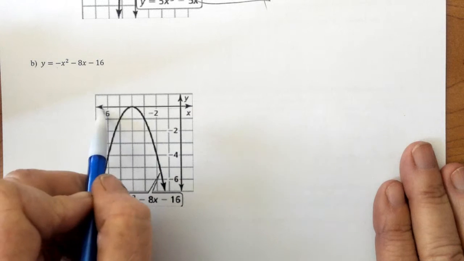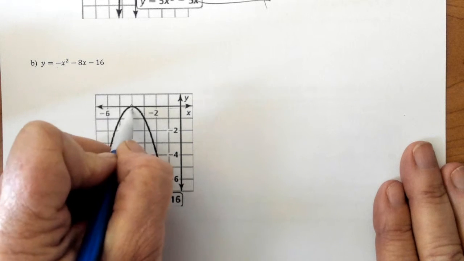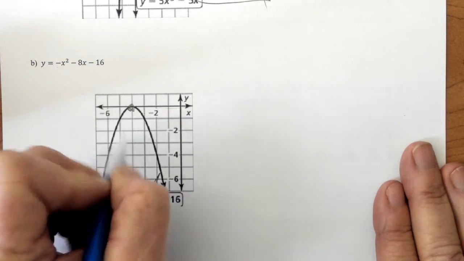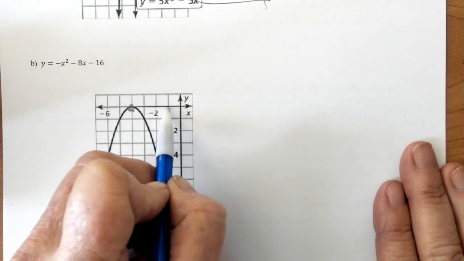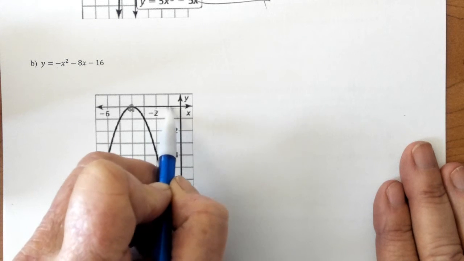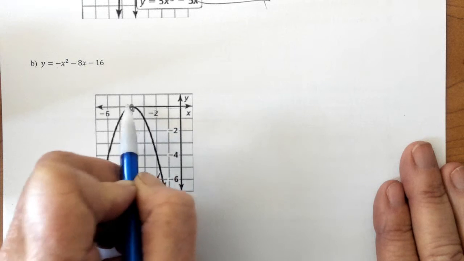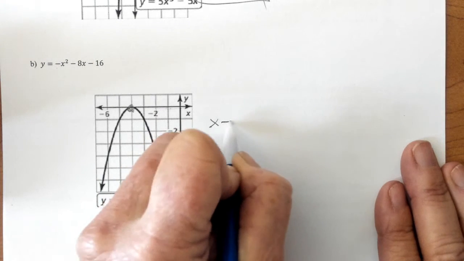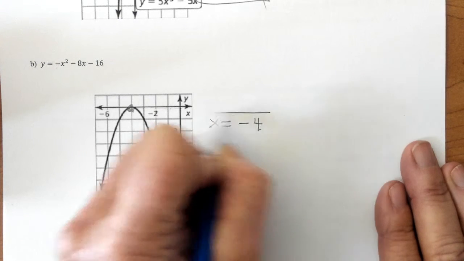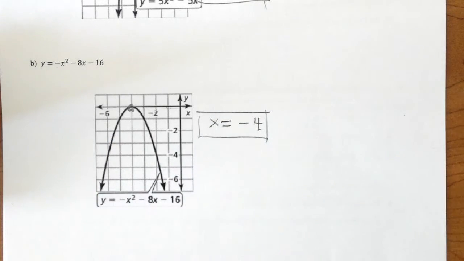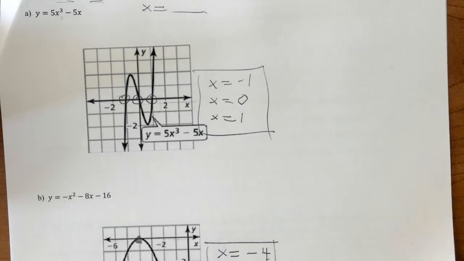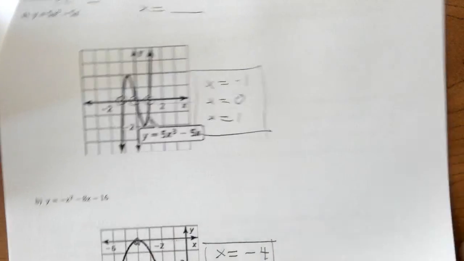Here's my x line, and I can see it only crosses it 1 time right there. And I notice that here's 0, here's -2, so this is -1, -2, -3, -4. So x is equal to -4. It only crosses it once. So that's my solutions for number 3, reading the graph.